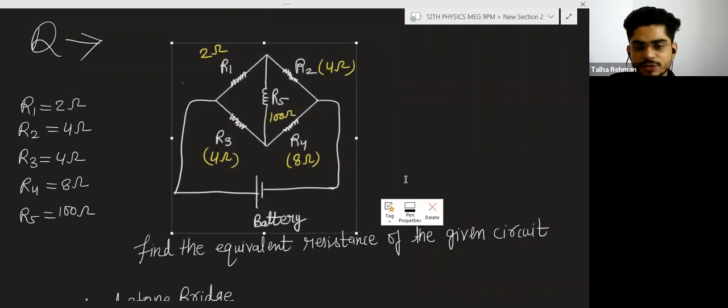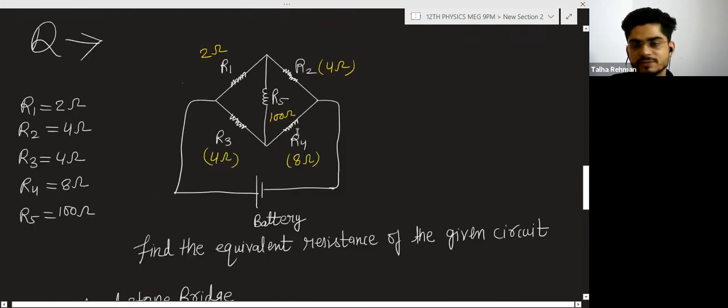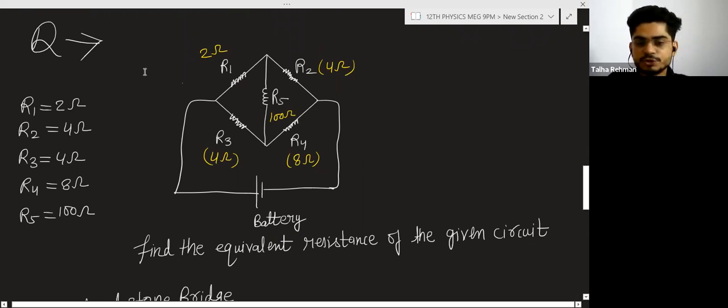Now see how simple this question is. If you apply this concept, you just remove this resistance and then solve the remaining combination. Okay, Hamza, in this way you should solve the question step by step.